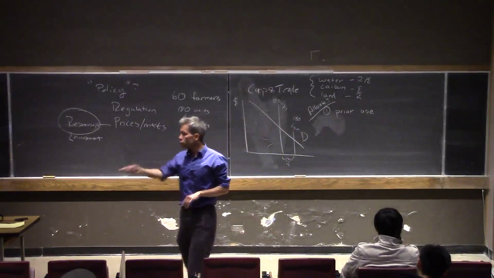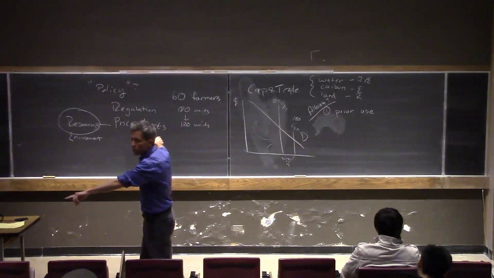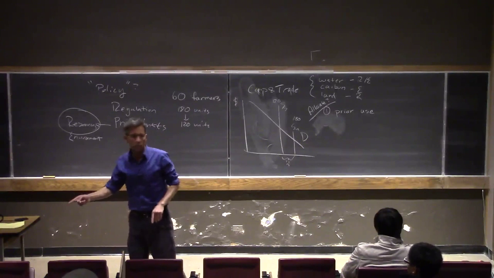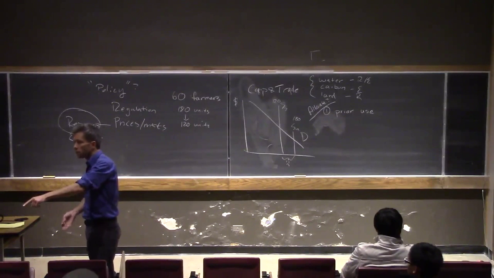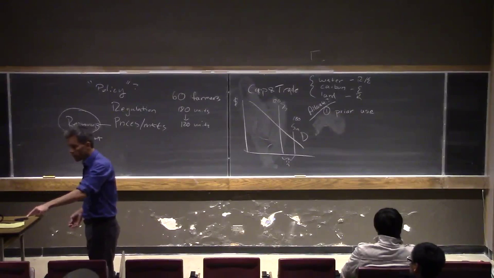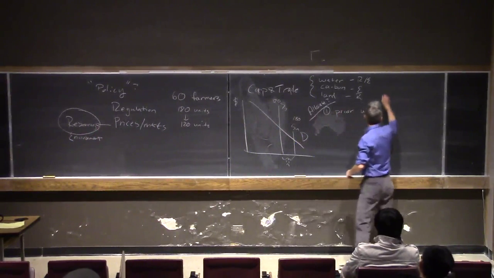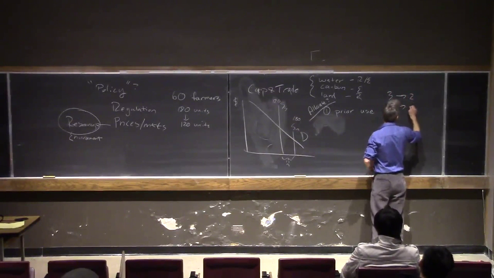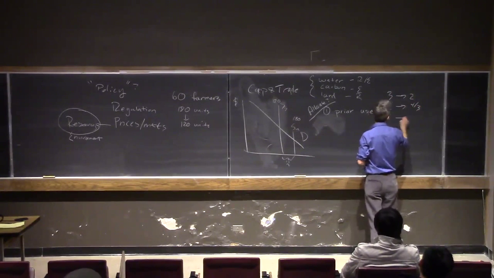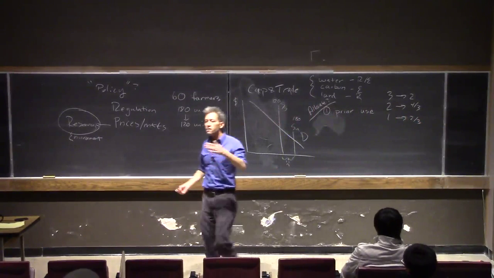One is prior use. Prior use is, you used 3 units last year, and we have to cut it down by a third, so you get 2 units this year. But if you used 2 units, you only get 1 1/3 units this year, right? You get 2/3 of last year's. So if you had 3, that's going to go to 2. If you had 2, that's going to go to 2/3 of that, which is going to be 4/3. If you had 1, then you're going to get 2/3 of a unit. Clear enough? Okay, everybody gets reduced by the same amount.